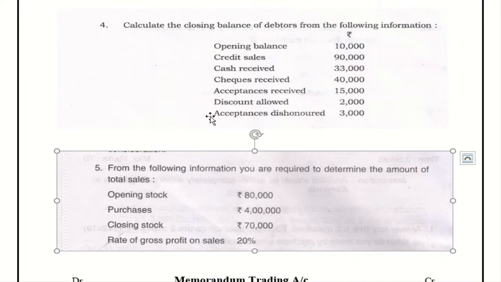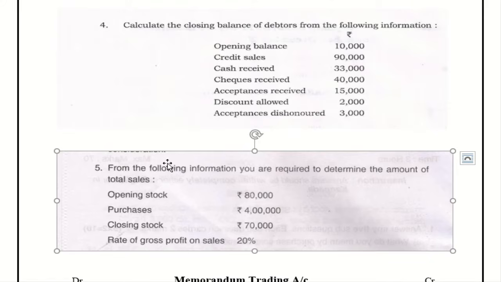So dear students, another account which is very important for a 6 marks or 7 marks question is the preparation of a memorandum of trading account. By preparing a memorandum of trading account, you have to find out the sales, purchases, opening stock or closing stock, whichever missing information they have given. So you have to find that out by preparing a memorandum of trading account.